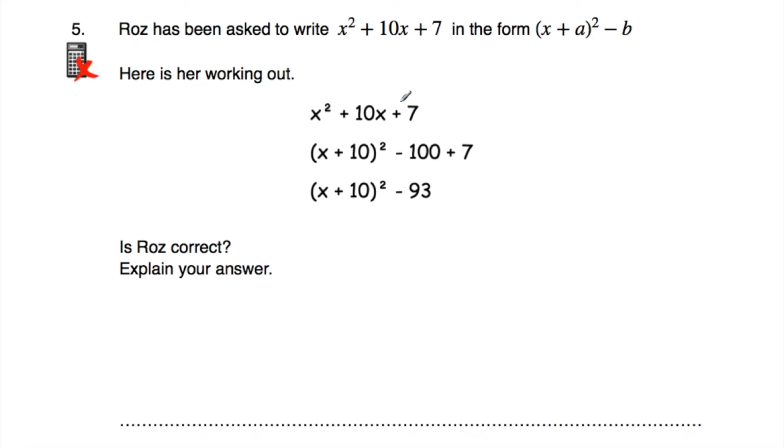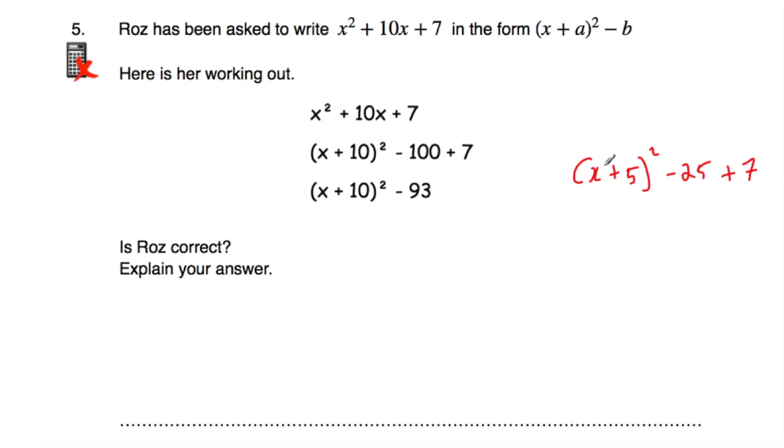Okay, so she's written down the quadratic, and that's right. If we have a look inside the brackets, we've got x plus 10. Well, hold on a minute. The coefficient of x is 10, it's plus 10x, and half of 10 is 5. So this should be plus 5, not plus 10. So it should be (x plus 5) squared. And then we would take away whatever we get when we square this. 5 squared is 25, so take away 25. And then we've got plus 7.